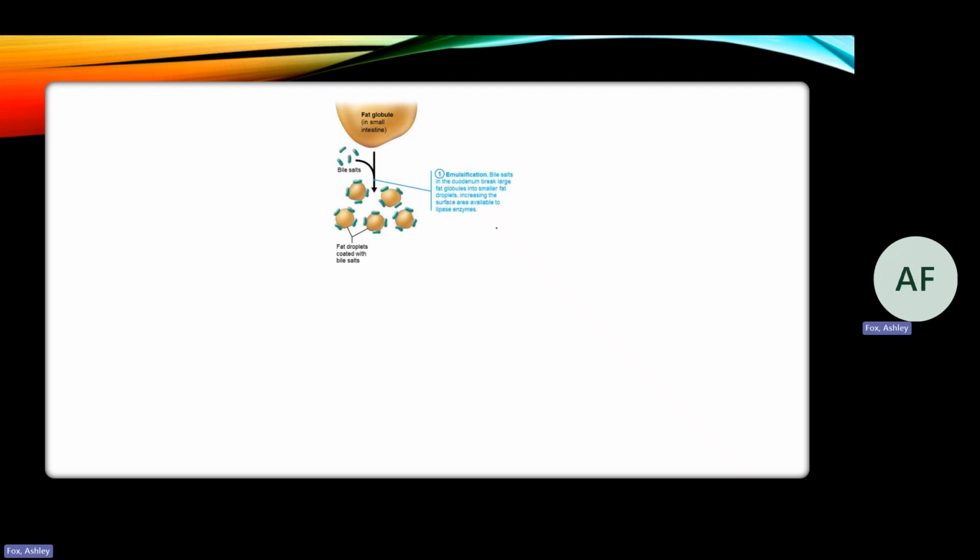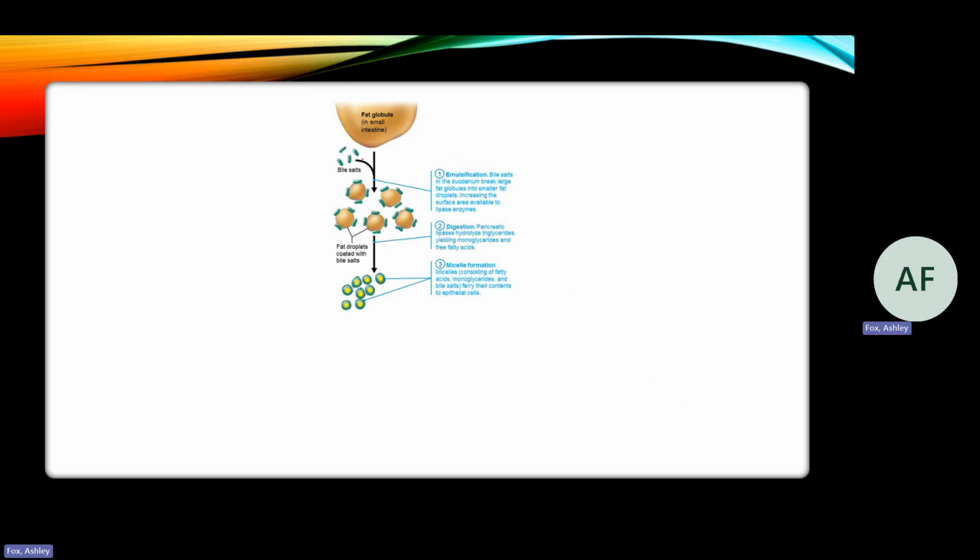So first, again, is emulsification. You have a big fat globule that congeals and comes together. You add bile salts, and they are able to surround the fat and make it into small fat droplets. That increases the surface area for the lipases, the pancreatic lipase, to come in and break them down. So you break down with pancreatic lipases, you get monoglycerides and free fatty acids, and then you get the micelles.